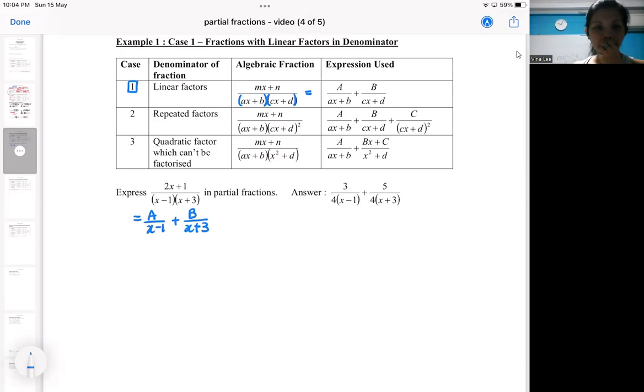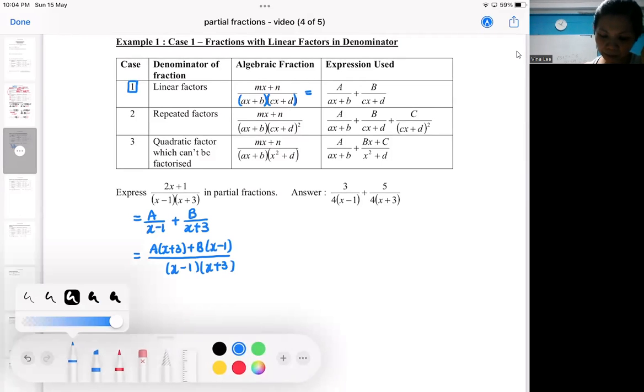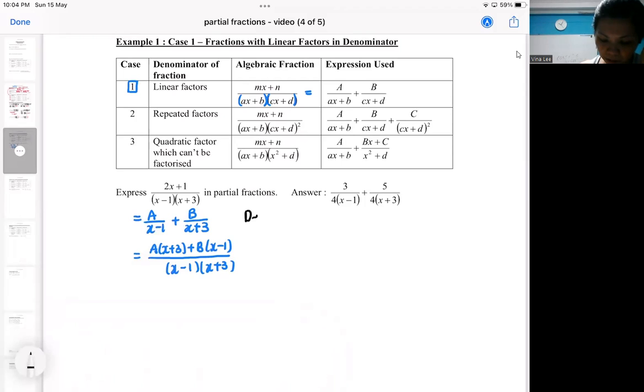After you decide, you need to make the same denominator. You need to make sure you make the same denominator as the original fraction. So after you make the same denominator, take a look. You decide the case first, and then you make the same denominator.